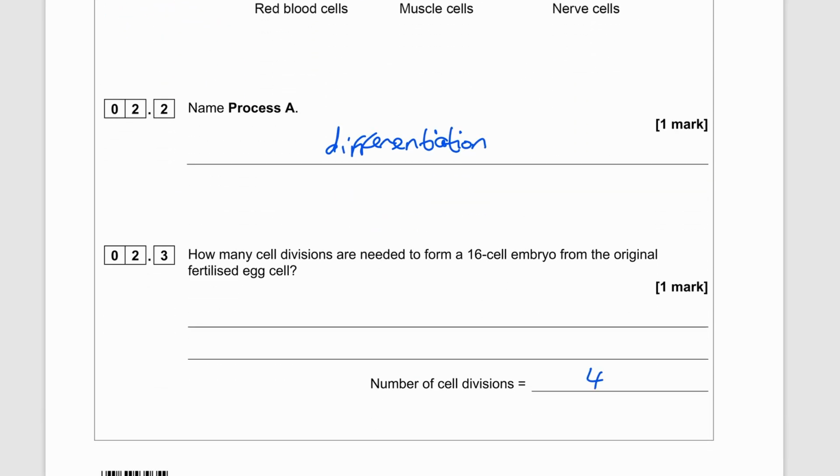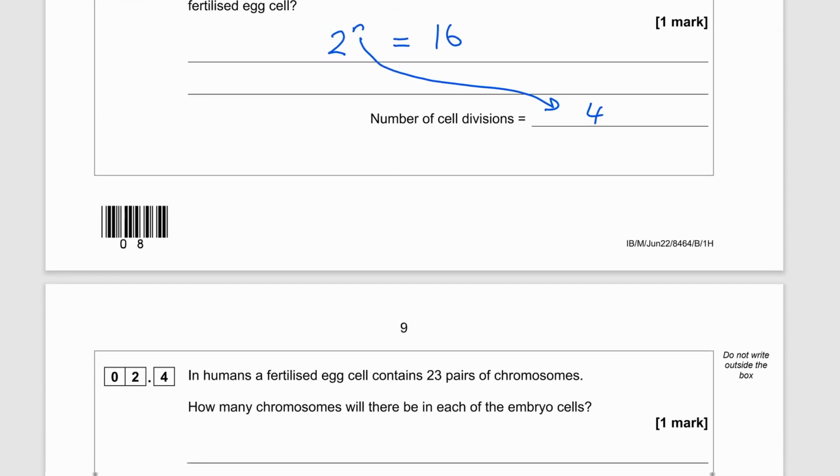Now, there is a formula that we can use to actually help us with this, and the formula is 2 to the power of n. So we know then that our answer, if we do 2 to the power of n, should be 16. So we just need to know what that n will be, where n is always the number of cell divisions. So 2 to the power of 4 would give us 16.